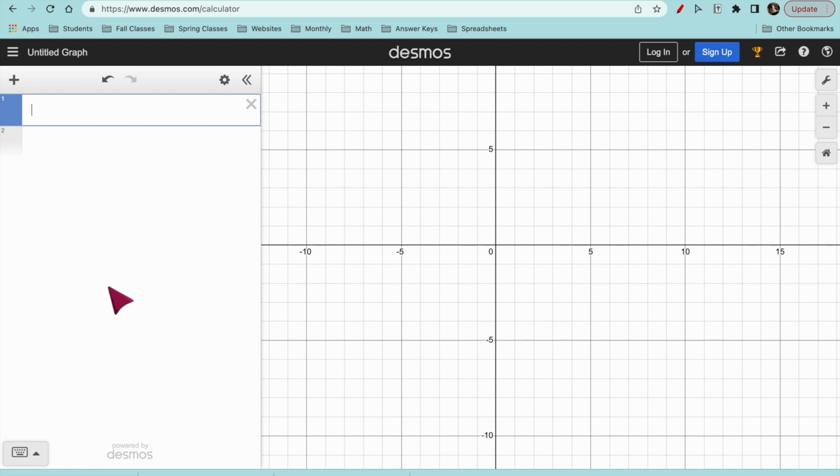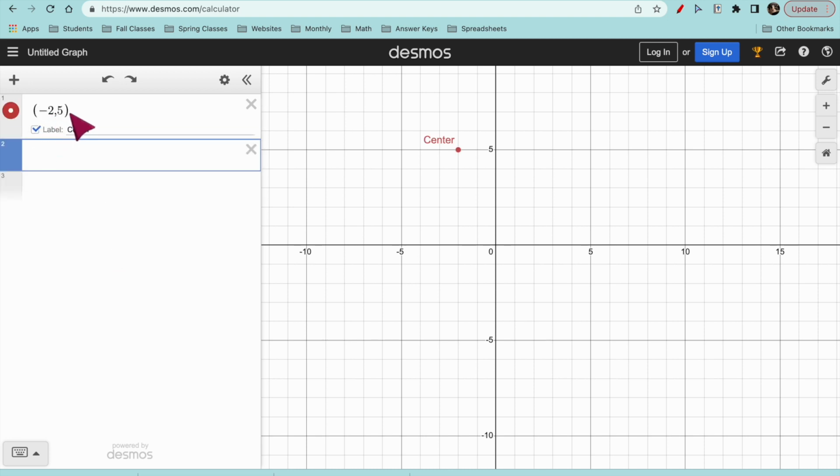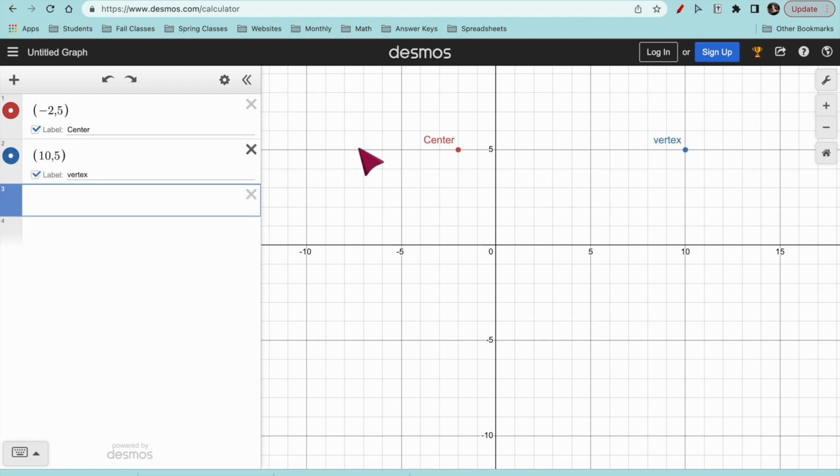If we take a look at the graph, sometimes I think this is easier to visualize than just thinking about the numbers. We had a center at (-2, 5). If you've never used this before, it's just desmos.com and you can give it a label. So here's my center. It also told me I had a minor axis of 10, but I don't know which direction that goes yet. But I have a vertex at (10, 5), and these are going right and left from each other. So that means we're going to have a horizontal ellipse, and we go 5 up and down for the minor axis, since the whole minor axis is 10. Remember, it's half and half.